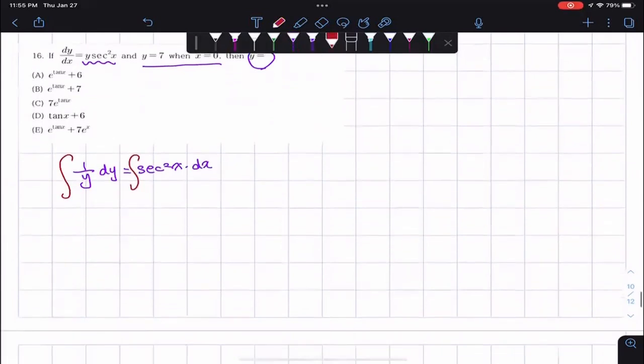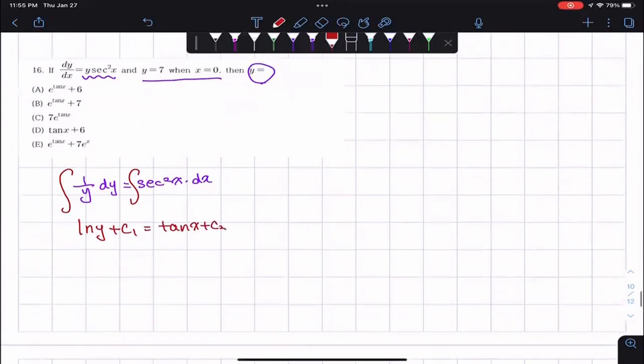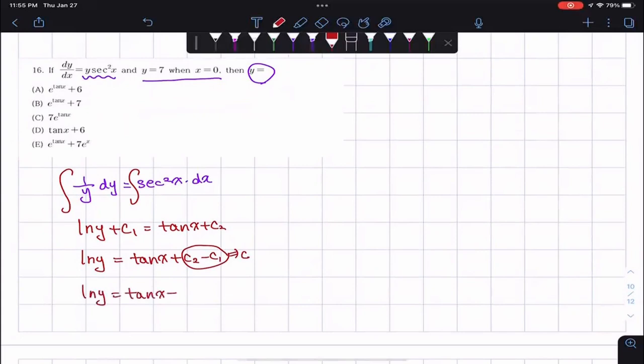Apply the integral on both sides. This is ln y + C1, and this is tangent x + C2. Move C1 to the other side, and this is a C. So ln y = tan x + C, and y = e to the power of (tan x + C). Separate: e to the power of tan x times e to the power of C. It is just C, so I can rewrite y = C times e to the power of tan x.